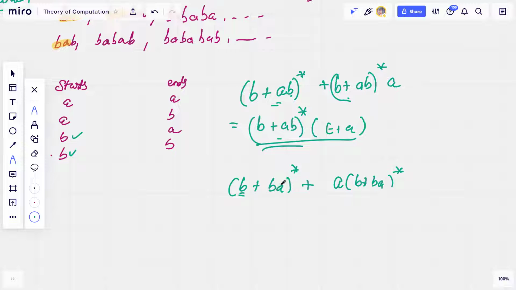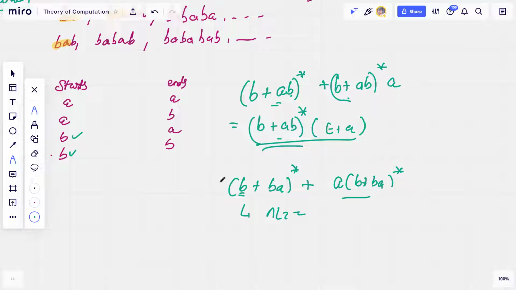Of course, there might be some overlapping. There won't be any overlapping, except perhaps of epsilon. Will there be overlapping? That's my question. I don't think so. Why? Because one always starts with A and the other always starts with B. If this represents a language L1 and this represents L2, then L1 intersection L2 is phi.